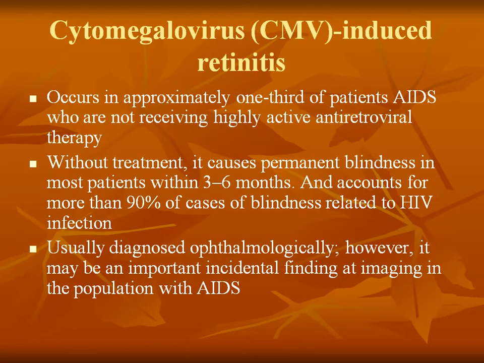Something we should keep in mind, although it's not very common in this region, is the CMV-induced retinitis. CMV-induced retinitis is very common in patients with HIV infection or with AIDS. Without treatment, it causes permanent blindness in most patients within 3 to 6 months, accounts for more than 90% of cases of blindness related to HIV infection. It's usually diagnosed ophthalmologically. However, it may be an important incidental finding at imaging in the population with AIDS infection.